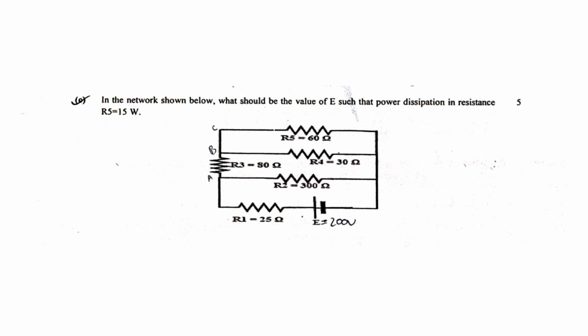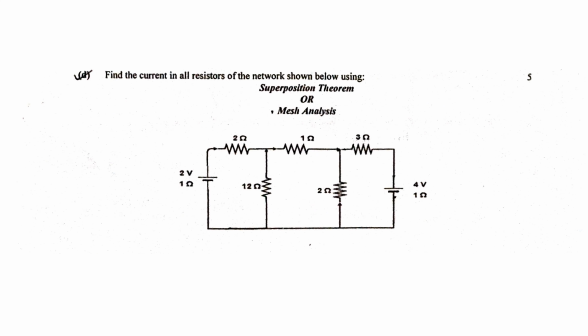Now you can see, in the network shown below, what should be the value of E such that the power dissipation in the resistance R5 is equal to 15 volt. So you have to calculate it. If you are facing issues, we can have other sessions. You can use mesh analysis or the superposition theorem, whatever you want to use. This is a simple problem. You can solve it.